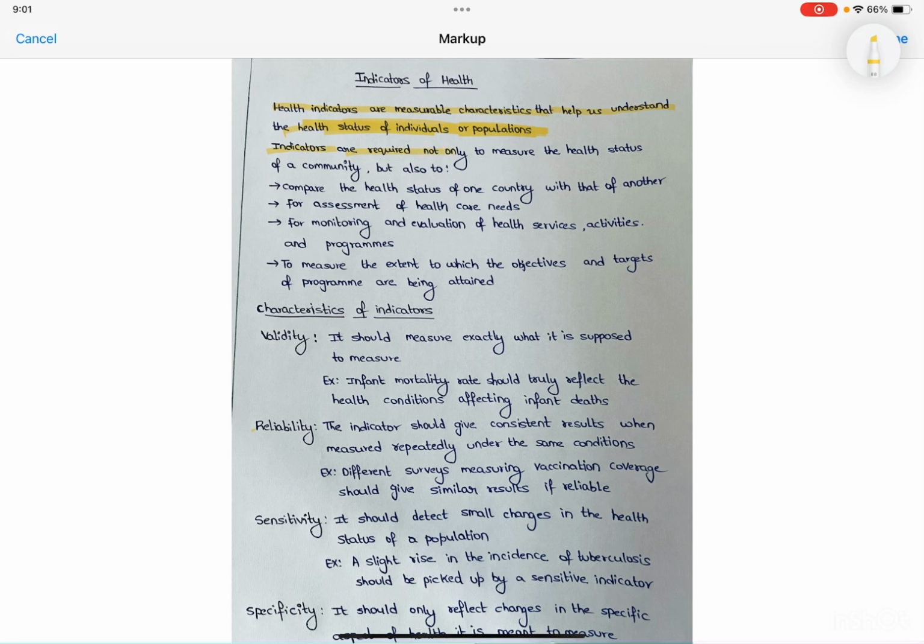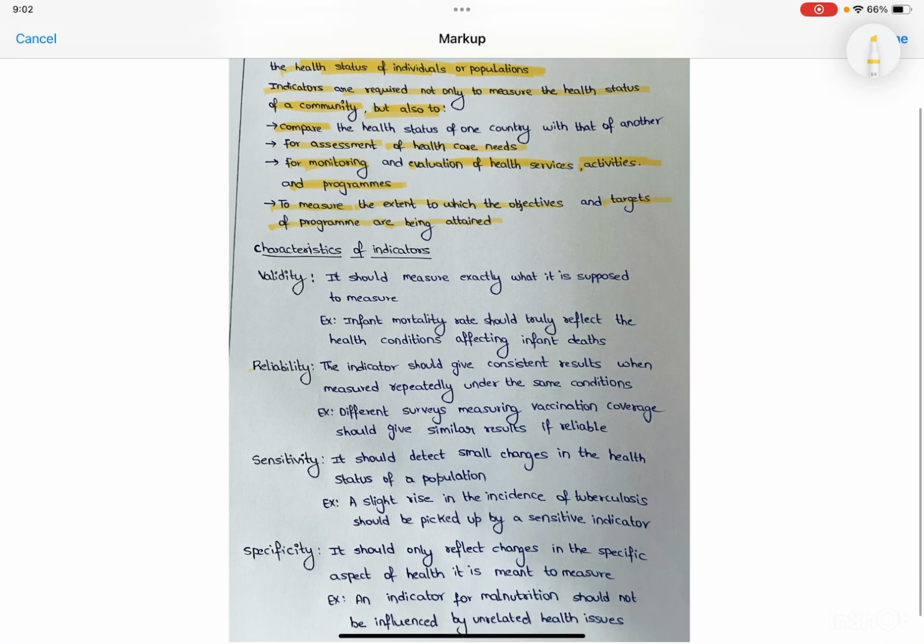Indicators are required not only to measure the health status of a community but also to compare. When you want to compare the health status of two different countries, you can compare with the help of health indicators. They are also used for assessment of healthcare needs, for monitoring and evaluation of health services, activities, and programs, to measure the extent to which the objectives and targets of a program are being attained.